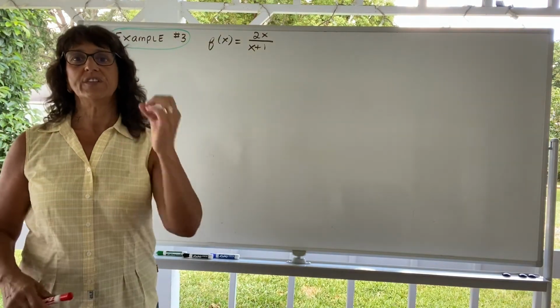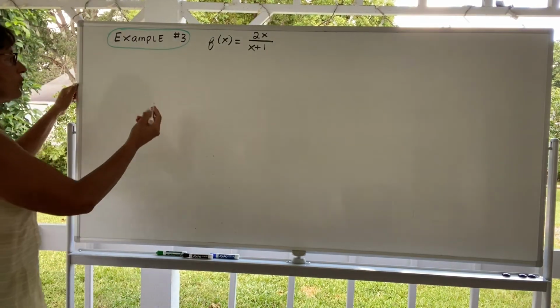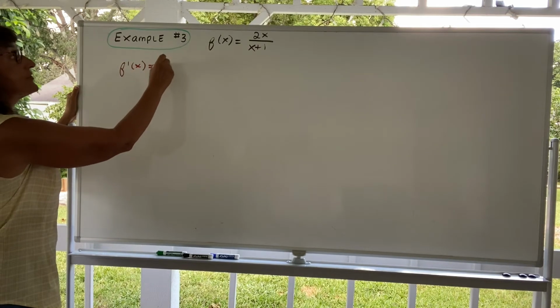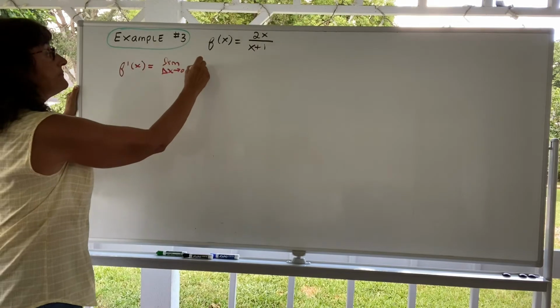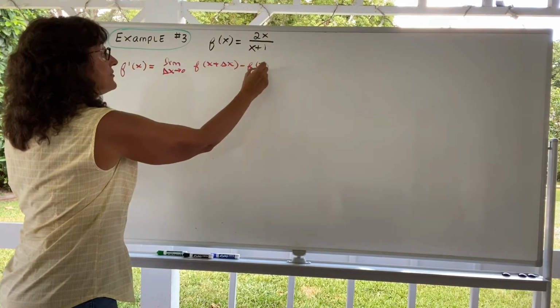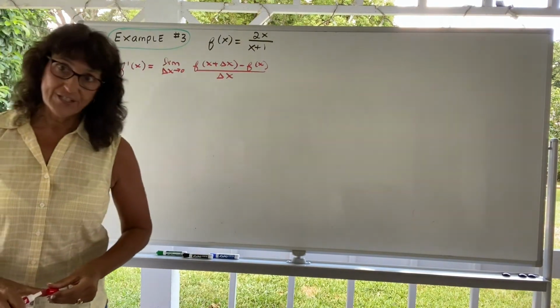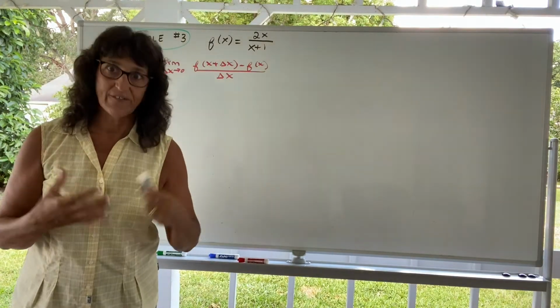We're going to use the definition of derivative to find the derivative, all right? And what is that definition of derivative? The definition of derivative is the limit as delta x goes to 0 of f of x plus delta x minus the function, all over delta x. This is the definition, okay? This is going to give us the rate of change of this function.